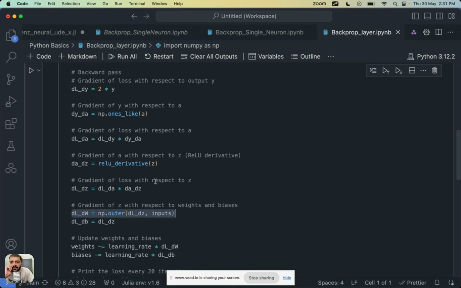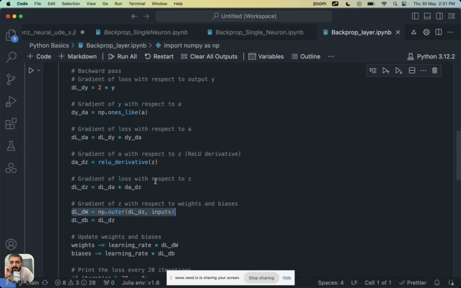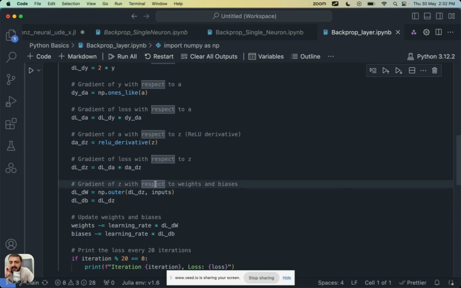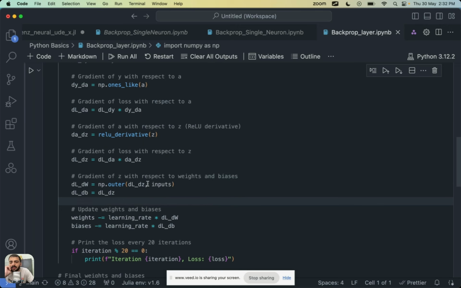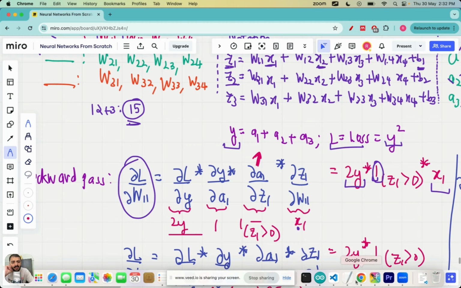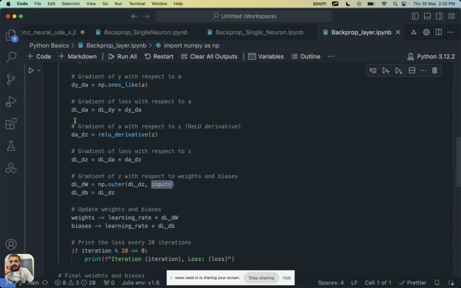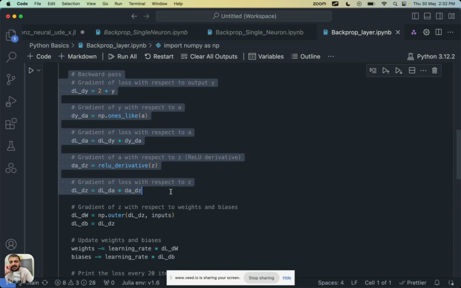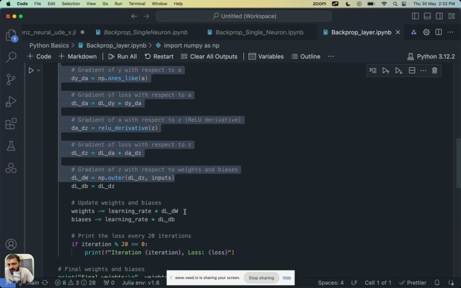Okay, so see, this last term which is inputs here is this last multiplication term, partial derivative of z1 with respect to w11, etc. So essentially what is done in this part of the code, this backward pass, is just we are computing those different partial derivatives and multiplying them with each other.